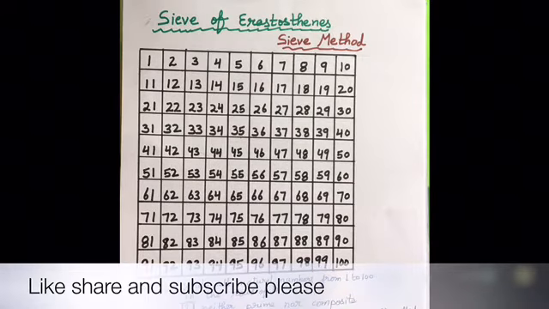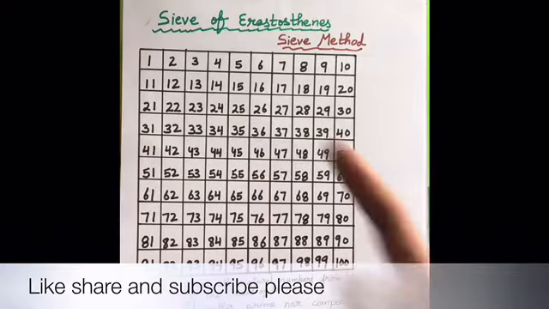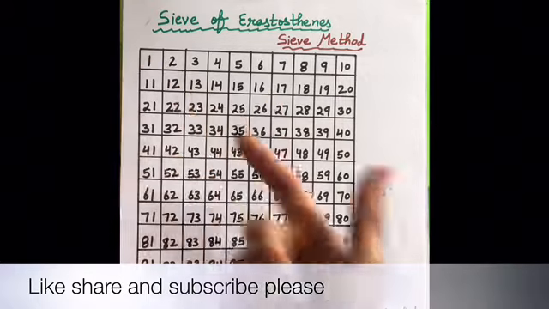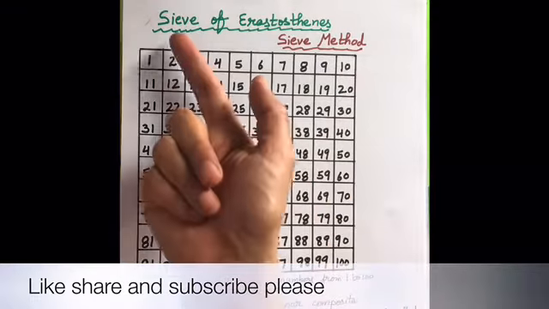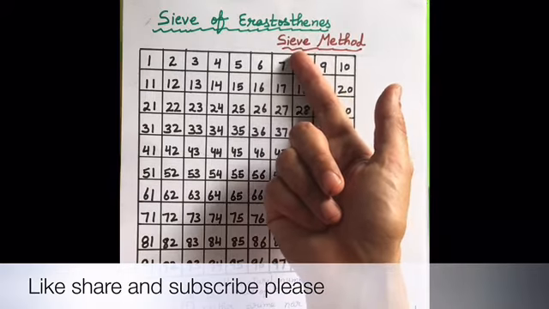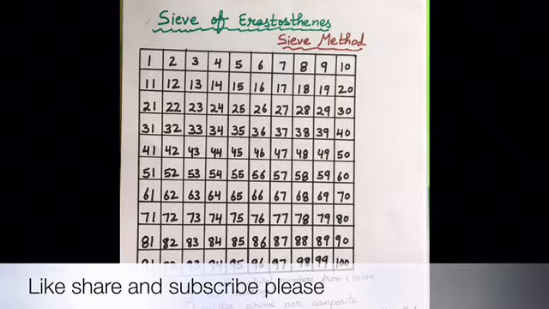Today we are going to study the Sieve of Eratosthenes method. How can we list all the prime numbers from 1 to 100? We'll have to find all the prime numbers between 1 and 100 using the Sieve of Eratosthenes. This is also called Sieve's method. This is a very important method that you have studied in your chapter Playing with Numbers.